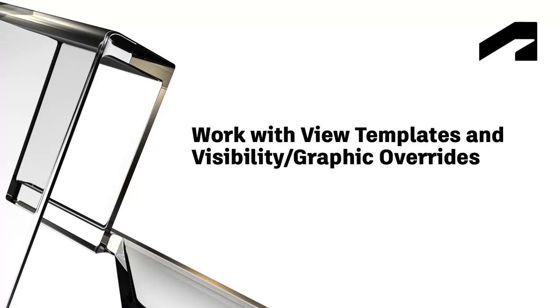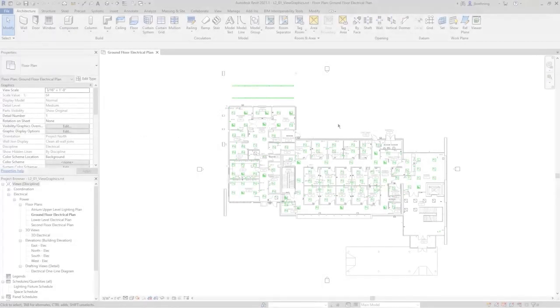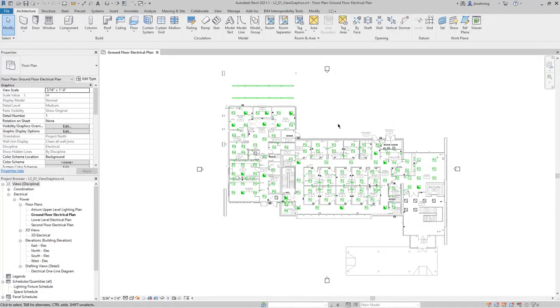In this video, we will cover adjusting view settings and applying and assigning view templates. In this floor plan view, you can see different colors, varying line weights, and even different brightness levels. We'll take a look at how this is controlled.